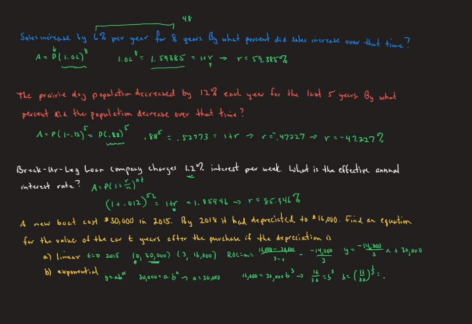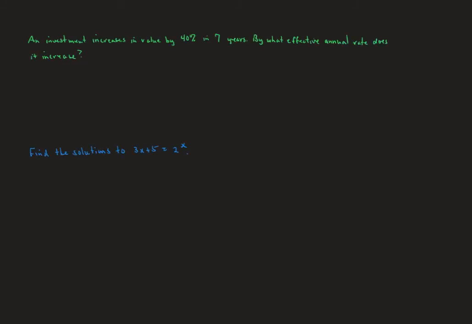And we're getting 0.811 if we round to 3 decimal places. So that's going to make our equation y equals 30,000 times 0.811 to the x. Whew. All right, let's see what we got on the middle.